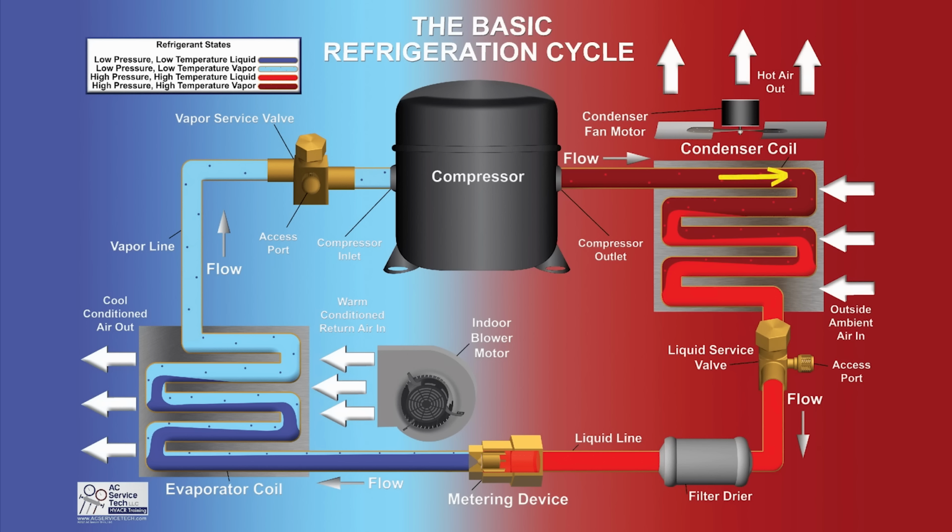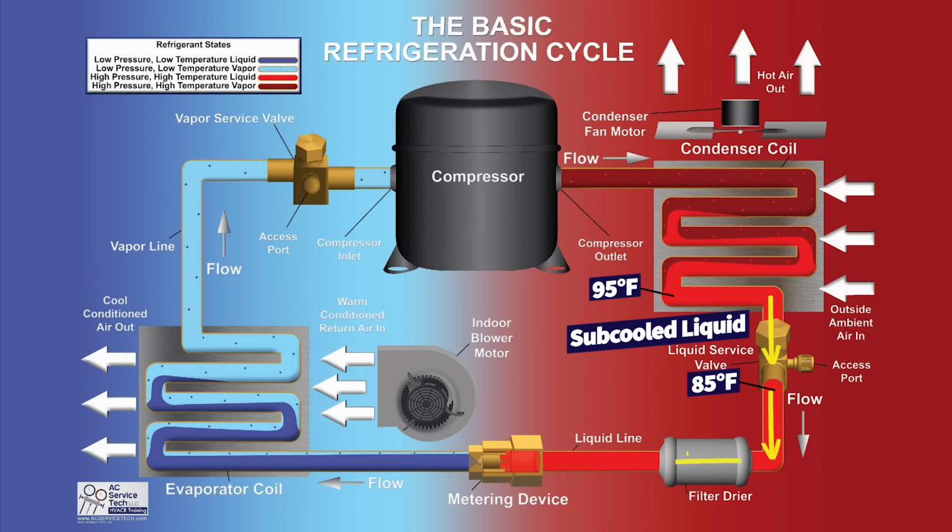So you have high pressure, high temperature discharge gas traveling into the condenser coil, and then it comes out of the condenser coil as a high pressure, high temperature liquid refrigerant. So this is going to be subcooled refrigerant because it's going to allow the refrigerant to lower in temperature between here and here. So it's going to be subcooled liquid, fully in the liquid state as it travels through the liquid line service valve, as it travels through the filter dryer.